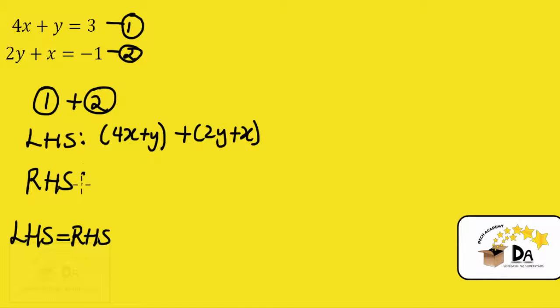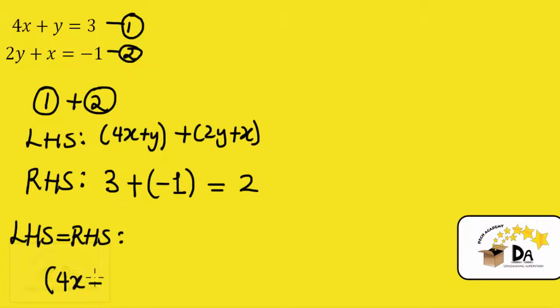Right-hand side operation. Right-hand side of equation 1 is 3 plus the right-hand side of equation 2, which is minus 1. Simplifying this gives 3 plus minus 1, which is 3 minus 1, which is 2. Equating results gives, I'm just going to do that below. So the left-hand side result is (4x plus y) plus (2y plus x) equal to the right-hand side result, which is 2.